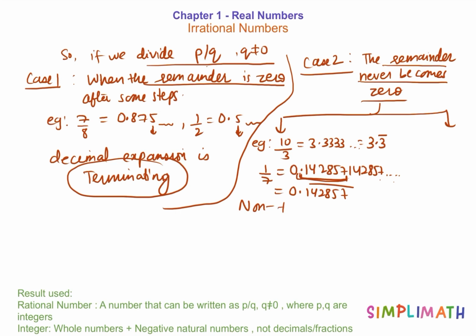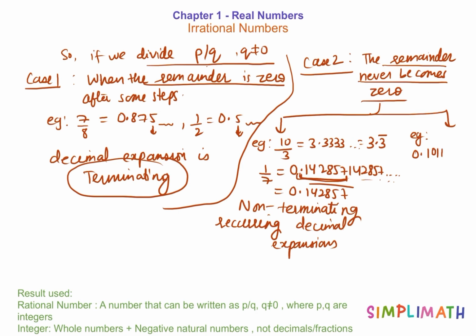Such cases are non-terminating, because they never end. This block of numbers never ends and goes on forever. So these numbers are non-terminating recurring decimal expansions. Recurring means repeating.